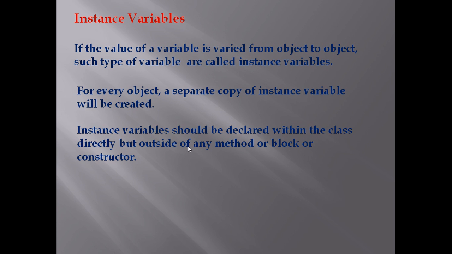Then the instance variable should be declared within the class directly, but outside of any method, block, or constructor. This is the definition through which we can identify instance variables. To understand this point further, let's discuss this definition. Method is something we have discussed right now. A method cannot contain an instance variable. If there is a variable inside the method body, then it's not an instance variable. Whether the method is static or non-static doesn't matter. Instance variables cannot be created inside methods or blocks.